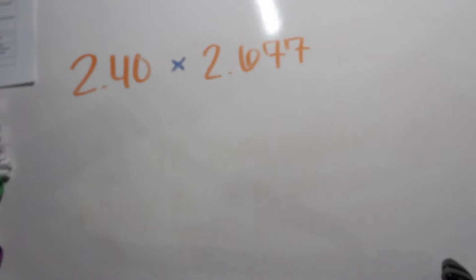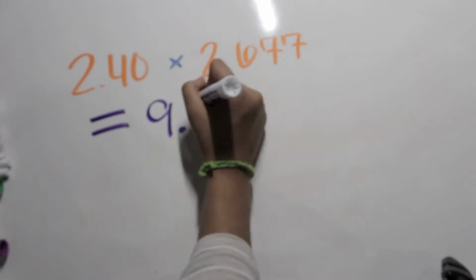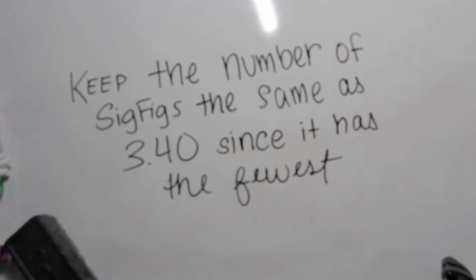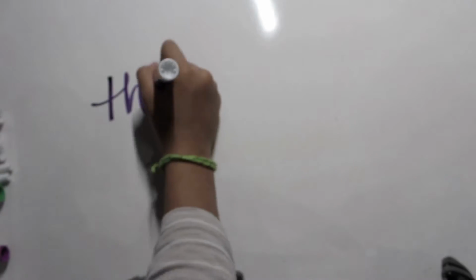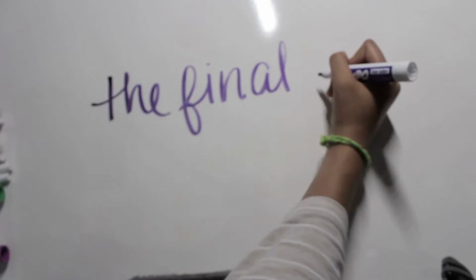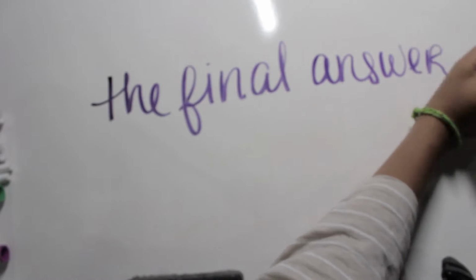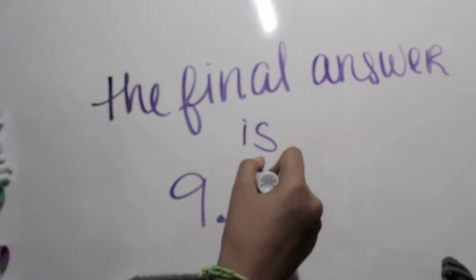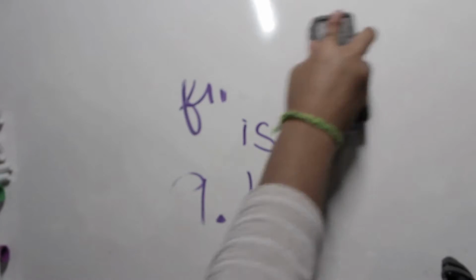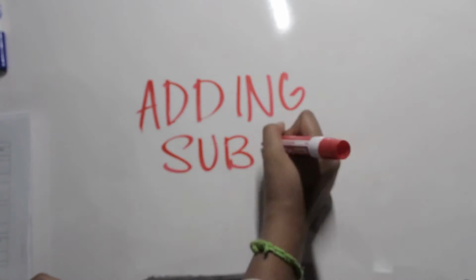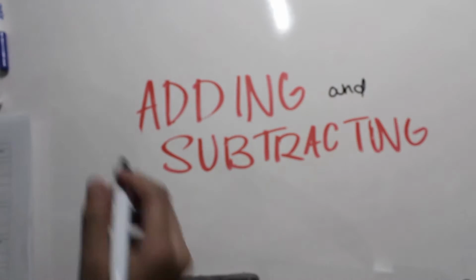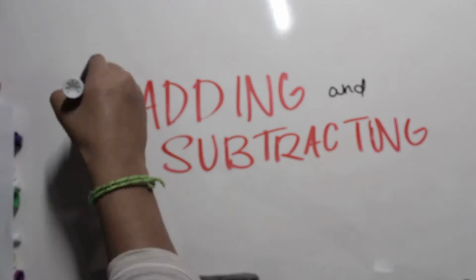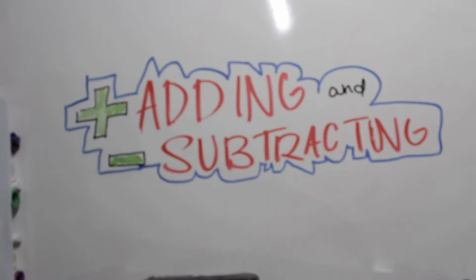If we were to multiply 3.40 and 2.677, we would get an answer of 9.1018. Now, in order to actually round to the correct significant figures, you have to realize that 3.40 has the least amount of sig figs out of the two numbers that you're multiplying. Since 3.40 has the lowest, 3 sig figs, we would have to round the answer to 9.10, which is also 3 sig figs.